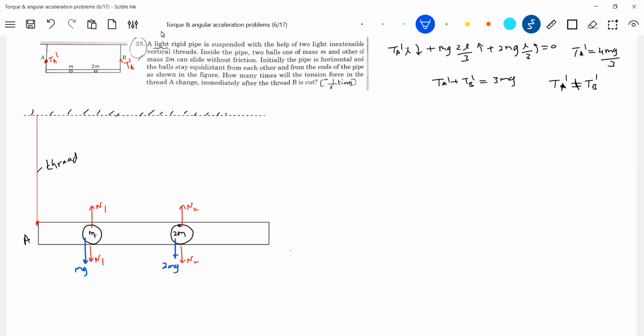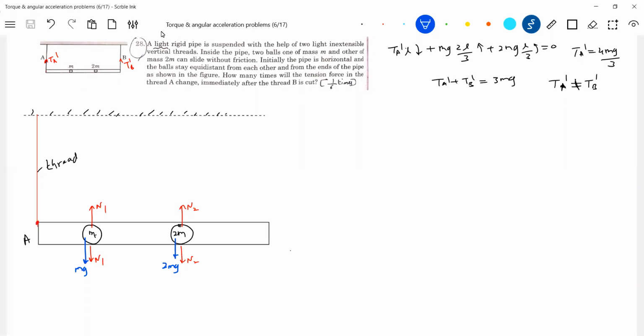Sir, why are you showing the force on the ball upward? Because the balls will be in contact with the lower edge, not the upper edge. How can you see that? Because the moment you cut the string B, what will happen to the pipe plus balls? They will try to swing, no? And what is the state of the pipe? The pipe is massless. This is something very important. So about what point will the pipe plus balls rotate?